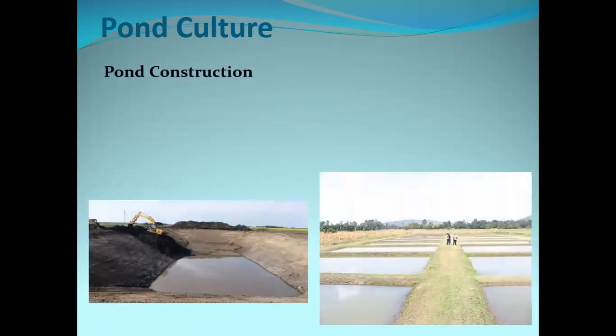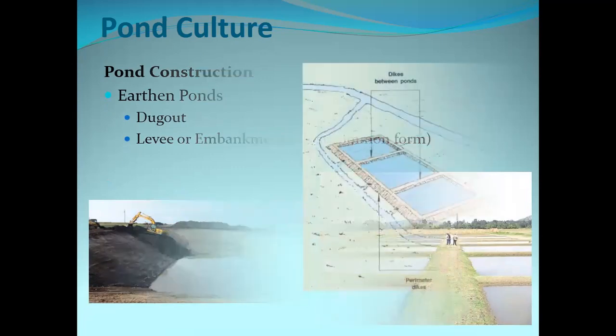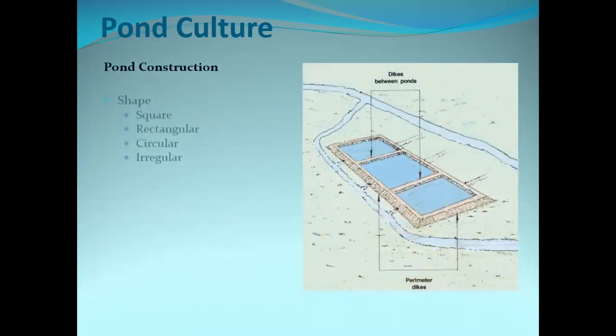So, pond construction. We could have dugout ponds, where we just dig a hole in the ground. But again, as I mentioned before, what we should focus on is the above ground type, the levee type or embankment type ponds, which is the most common form. Again, we will get into that in more detail shortly.